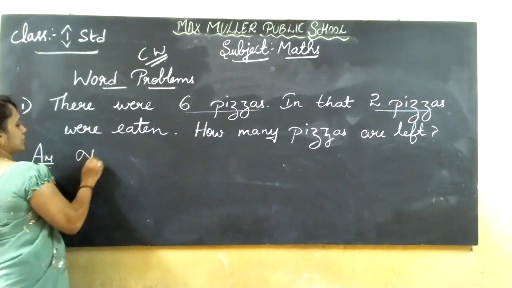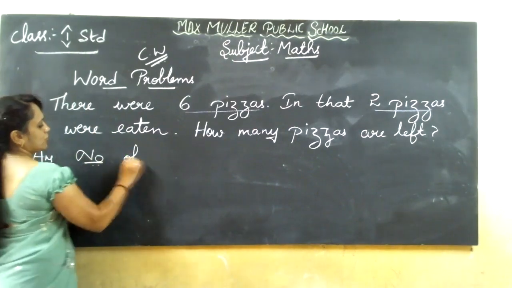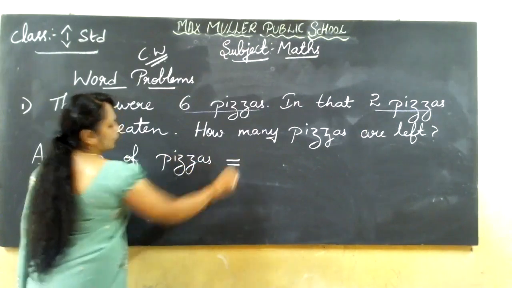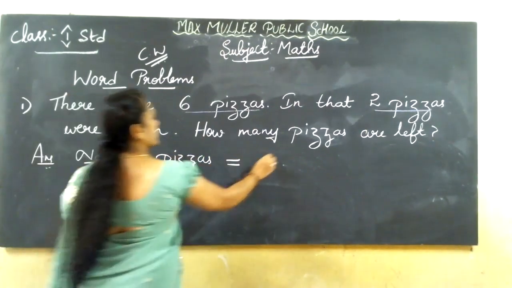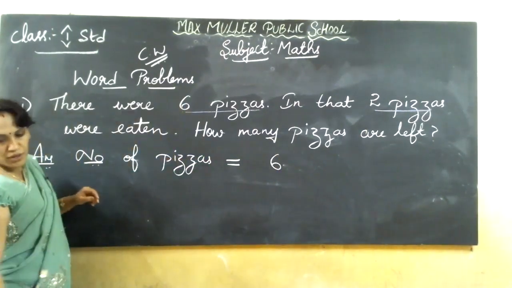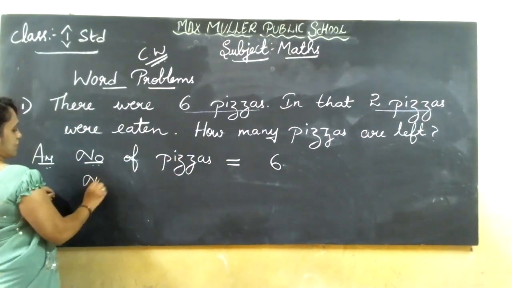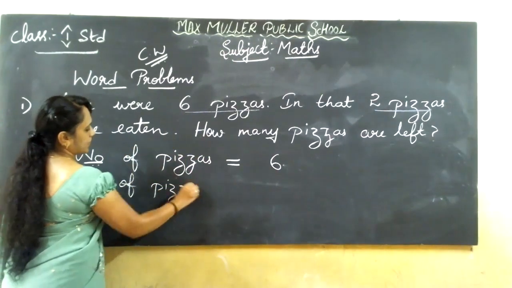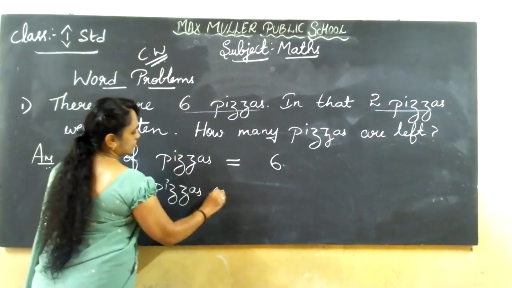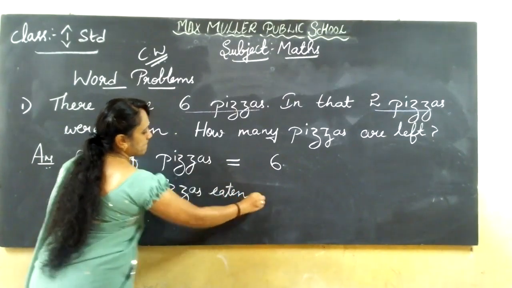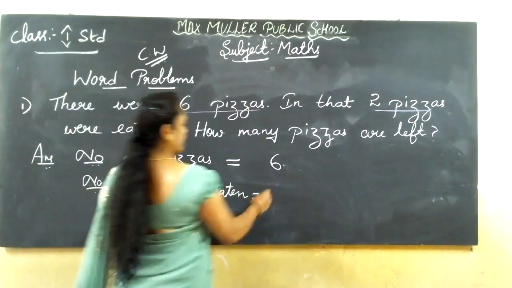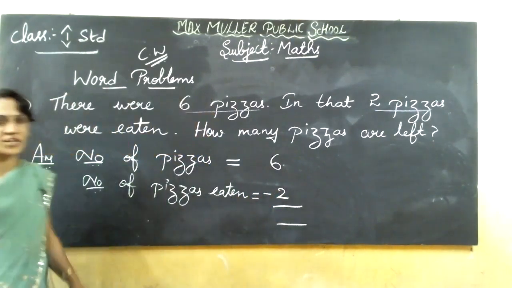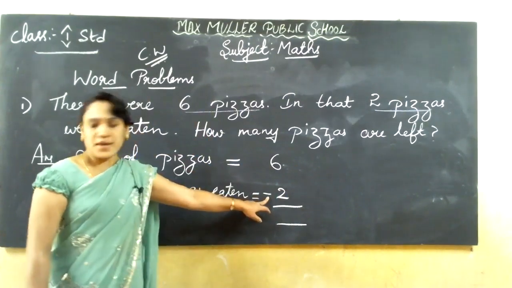Number of pizzas. How many is there pizzas? 6. Then, number of pizzas eaten. That is 2. Okay, this is subtraction sum. So we should put the minus symbol.